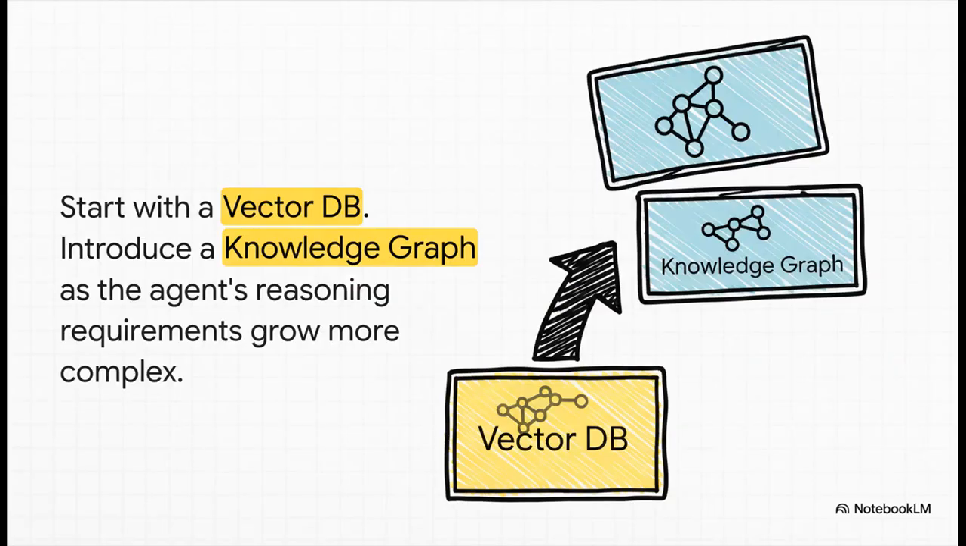So what's the practical takeaway for you? What should you do? The best practice that's really starting to emerge is to think in layers. You start with a vector database. It's fast, it's simple, and it gives your AI a solid foundation of memory. But then, as your agent's reasoning needs get more and more complex, you strategically start to layer in a knowledge graph to handle those really critical, multi-step connections.